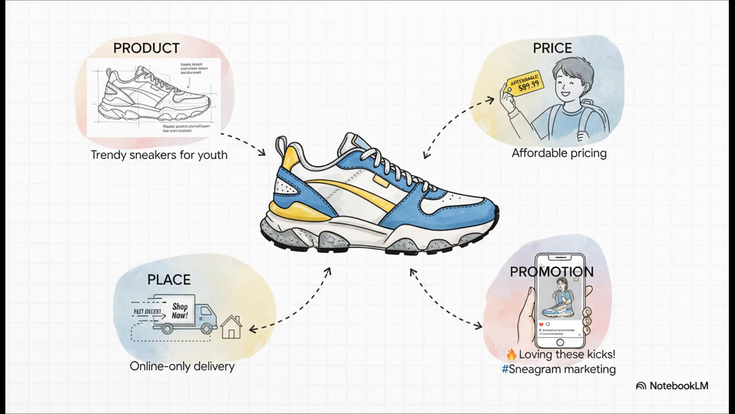Well, for product, he created trendy designs specifically for young people. For price, he kept it affordable so students could actually buy them. For place, he chose an online-only model to save on the cost of a physical store. And for promotion, he went hard with Instagram marketing to reach his target audience. See? When all 4 of these Ps are aligned, that's when Aman's brand will really start to grow.